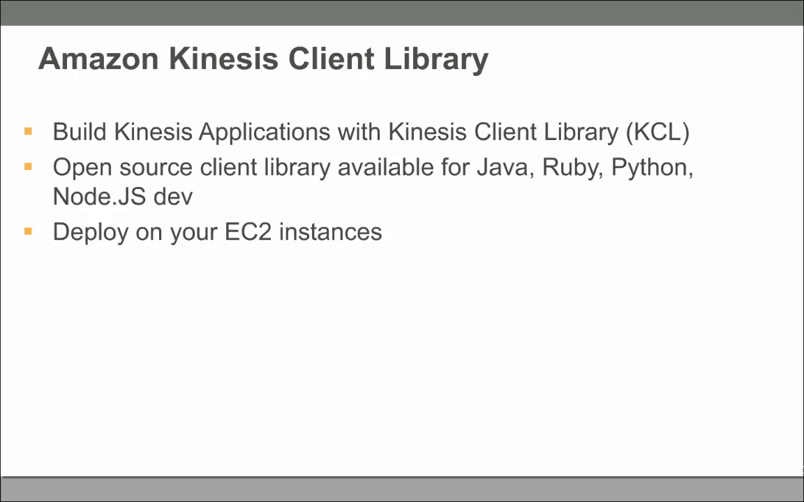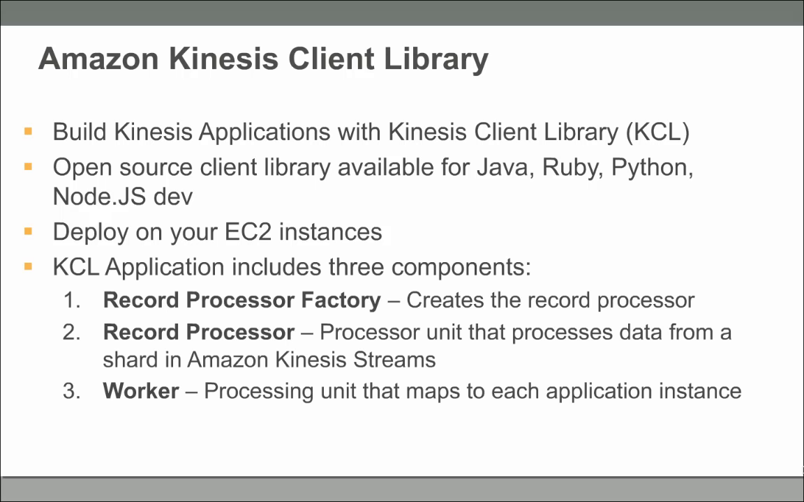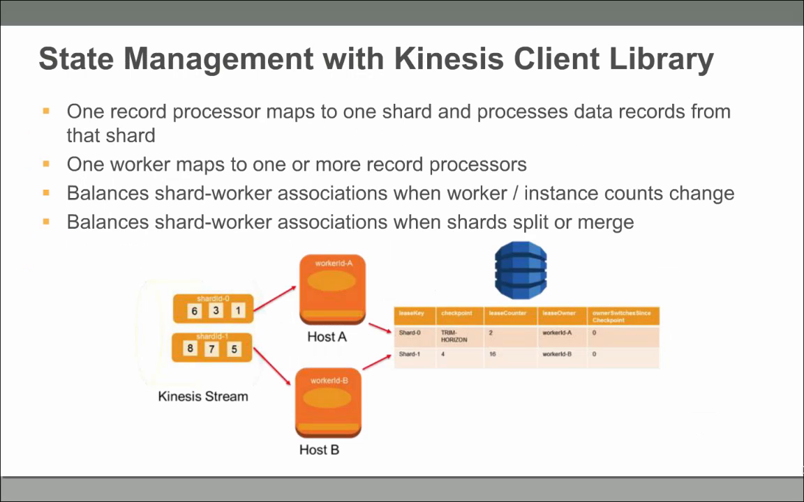You would deploy it on EC2 instances. So it gets a little bit away from the managed use case, and is more of something that you need to manage, but it's still very powerful. The KCL application includes these three components: the record processor factory, the record processor, and the worker. The KCL leverages DynamoDB to keep track of checkpoints. As it's reading data out of a stream and it needs to keep track of its position in the stream, it will store that information in DynamoDB. So that's something to be aware of while you're using the KCL.